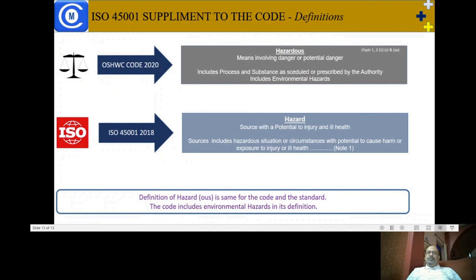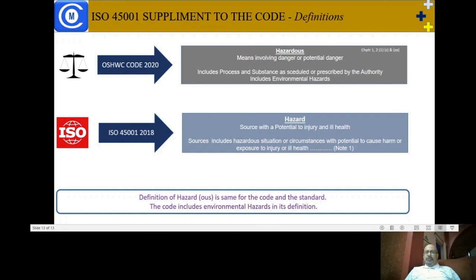Now, one of the most important definitions, and those who have implemented ISO 45001 are quite familiar with this, is that in the code they have defined hazardous. Hazardous means involving danger or potential danger. It includes process and substance as scheduled or prescribed by the authority, and includes environmental hazards also. So the definition of hazardous includes environmental hazards also.